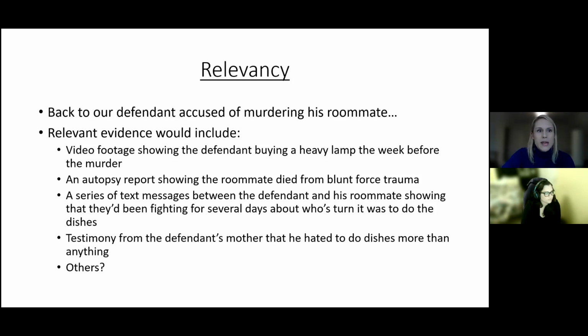Okay, back to the murder case. So relevant evidence of whether or not he committed murder: video footage, the autopsy report, text messages showing they'd been fighting, testimony from the defendant's mother that he hated to do dishes more than anything. Sure. Can you guys think of other types? What would be relevant to whether or not someone killed their roommate?